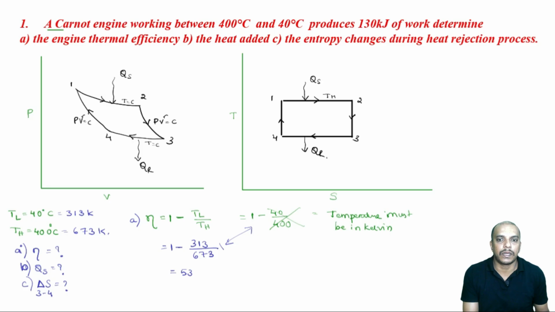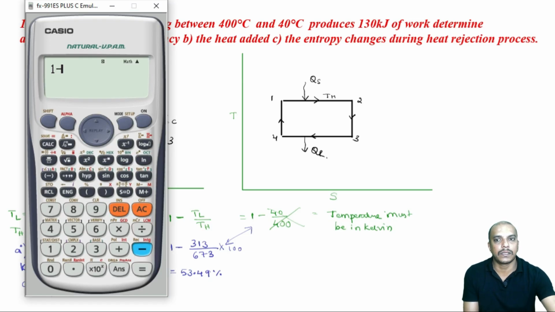Multiplied by 100, 53.49 percent. Now, what I have told you is that 1 minus 40 by 400 is not going to be the same. That is why temperature has to be in Kelvin. So, 90 percent is quite unimaginable for a heat engine, so we must also have an idea of that. Temperature must be in Kelvin. These two answers are not going to be the same.